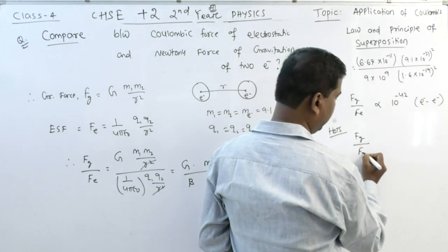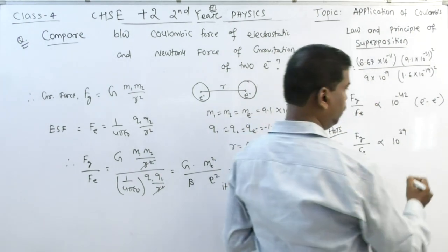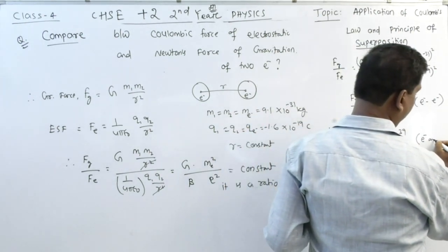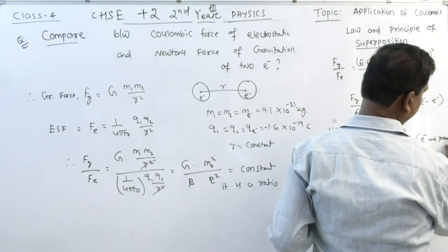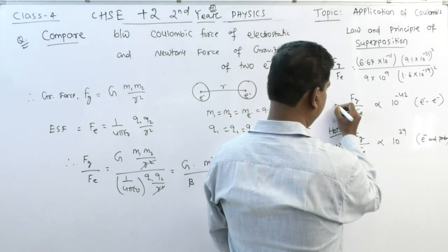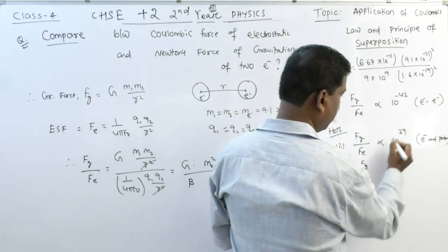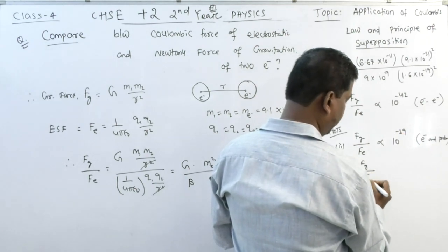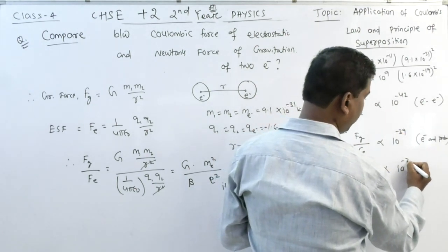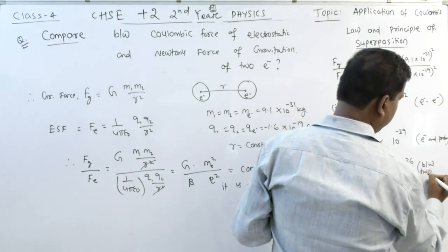Between an electron and a proton, Fg by Fe is of the order of 10 to the power minus 39. Between two protons, Fg by Fe is found to be 10 to the power minus 36.